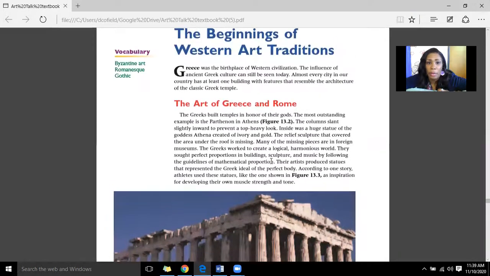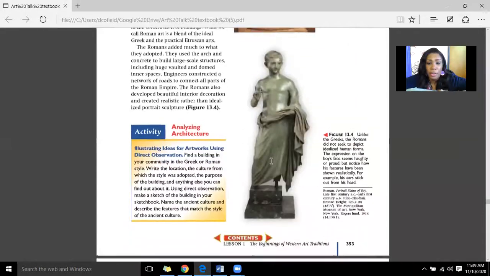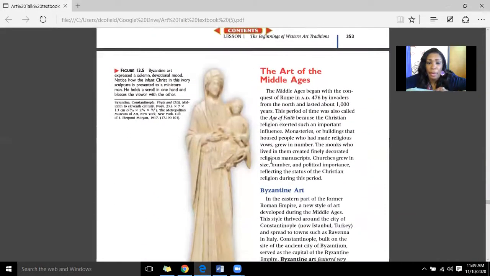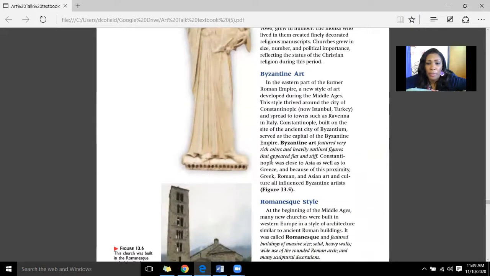Romanesque art, ancient Greece, and where that was. Understand art in the Middle Ages. This particular time period was in 1476, and this lasted for 1,000 years. But this was the age of faith in the Christian movement. Then Byzantine art featured rich colors, which had heavy outline figures that were really flat and stiff. So expect a quiz coming up very soon.